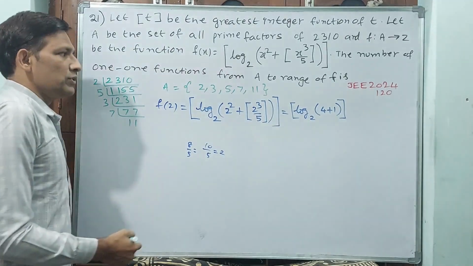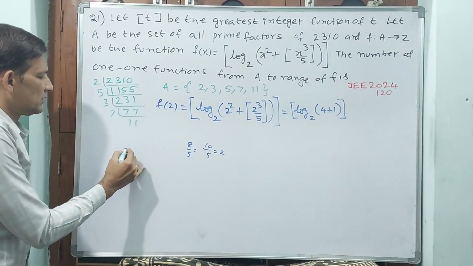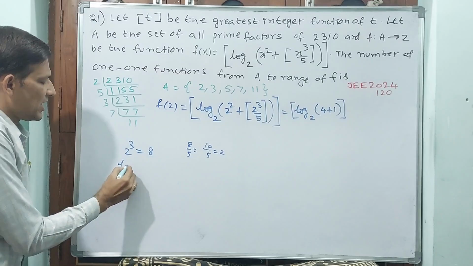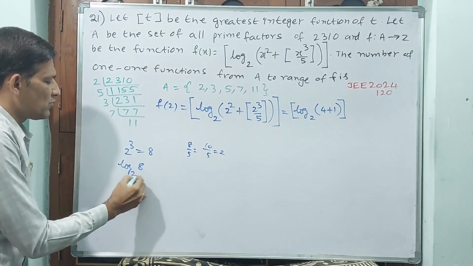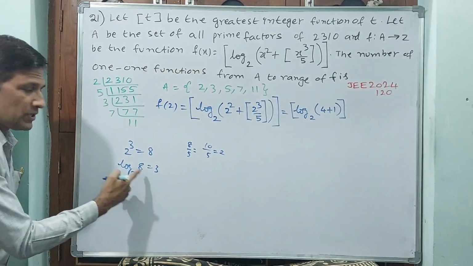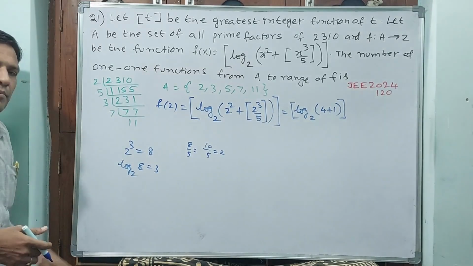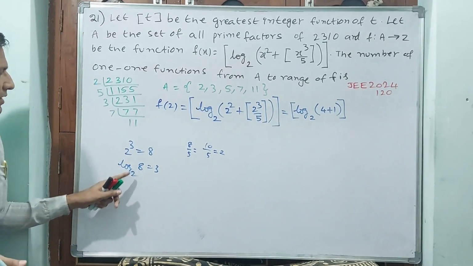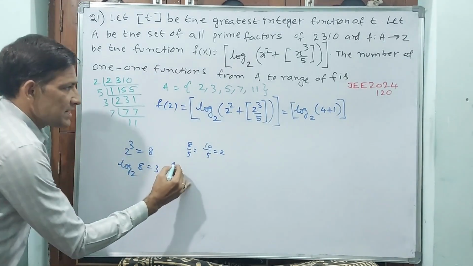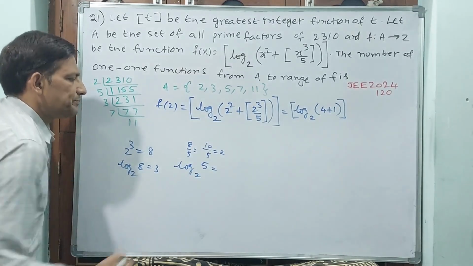Log 5, so base 2, but log 5 is there. See, what is log normally? We know 2 cube is equal to 8. This you take as a standard. Log of 8 to the base 2 is equal to 3. That means we are finding the power in logarithms. Log 8 to the base 2 is equal to 3. Here you see what is then log 5 to the base 2.